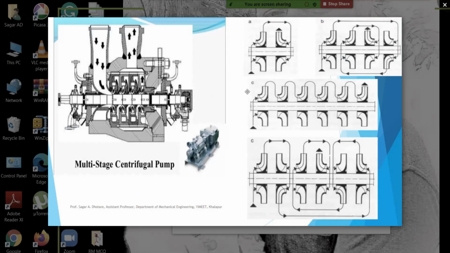So different arrangements A, B, C, D are shown over here. It's a multi-stage centrifugal pump. Previously, the different pumps were attached to each other. Now here, on a single shaft, we can attach a number of impellers with the volute casings.